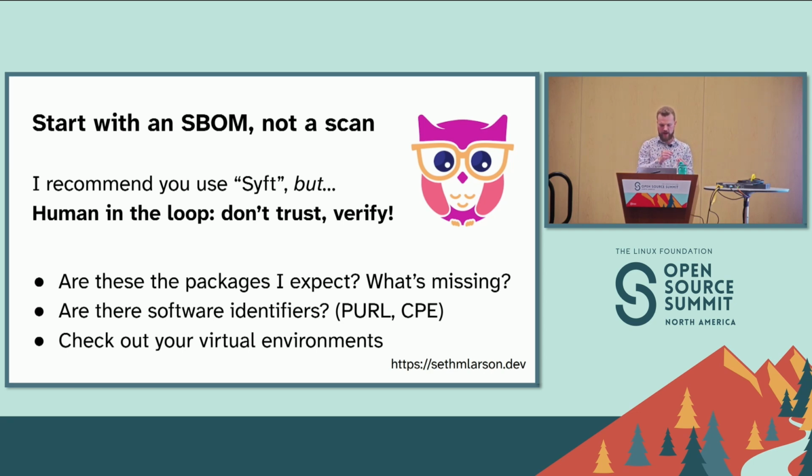Yeah, and creating a manifest from your environment, I would recommend creating one and then start asking questions about that manifest. Like, am I seeing all the software that I expect? What's missing? Are there any software identifiers like package URLs or CPEs in the manifest? Because if there aren't, then it means that you're probably not going to be able to get vulnerability data for those components. And don't be afraid to poke around your virtual environment, literally on the file system when you're doing this, because looking for libraries and license files and all of that gives you some clues.